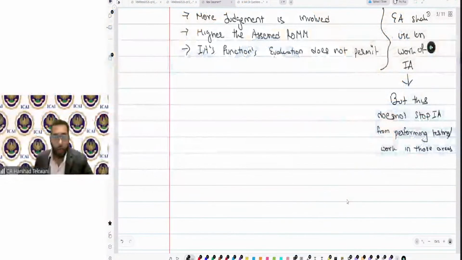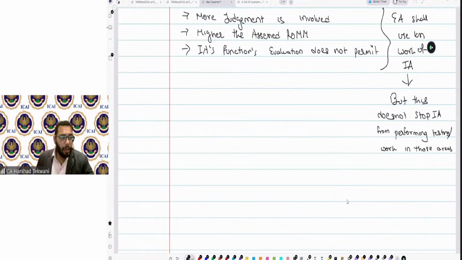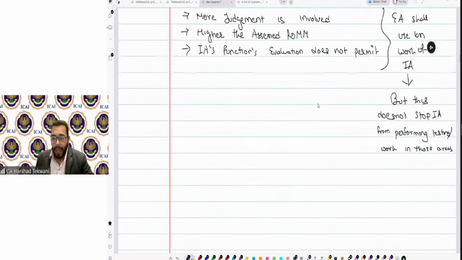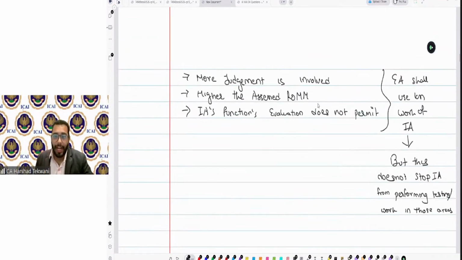So what were we discussing? We were discussing the internal audit: how an external auditor can rely on the work performed by the internal audit function, where an external auditor can rely upon the work performed by the internal auditor, and where he should not rely. Again, there are 3 areas where the external auditor shall not rely.